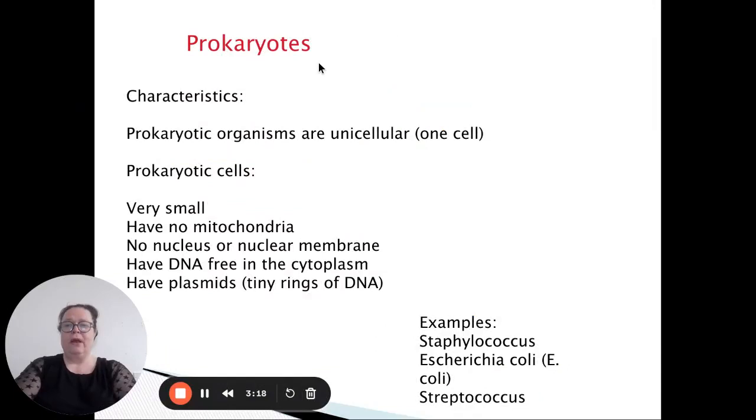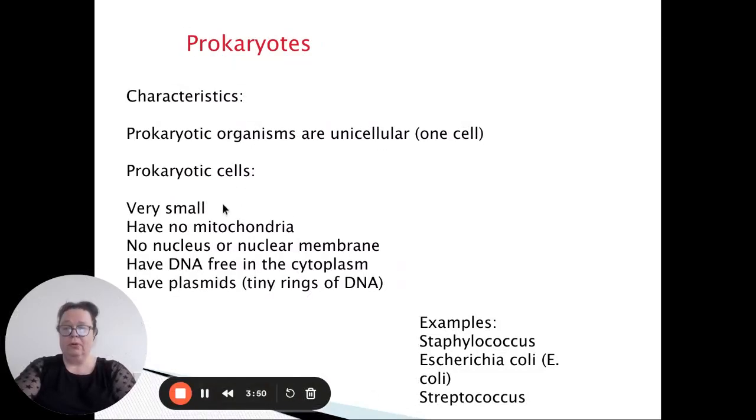So the word prokaryote we can use for prokaryotic organisms. So a bacteria is a prokaryote, or we can say prokaryotic cells. Okay, as long as you've got prokaryotes, it's fine. So prokaryotic organisms are unicellular. That means they're one cell. Remember, this is the bacteria, and these are our characteristics, how we would identify them.